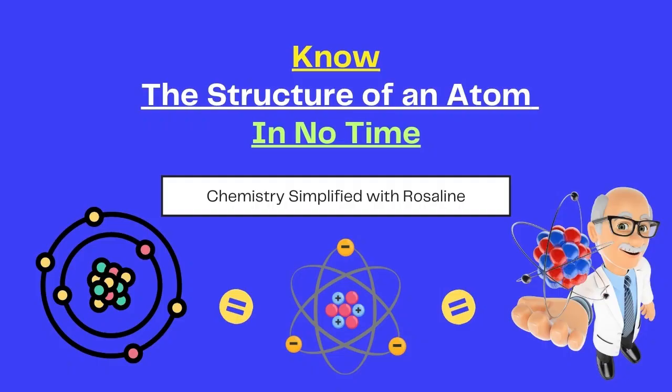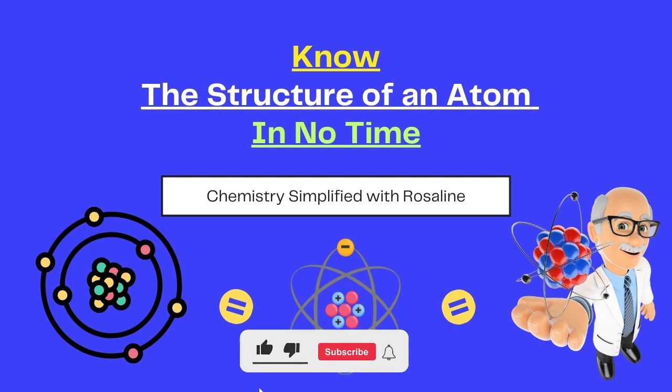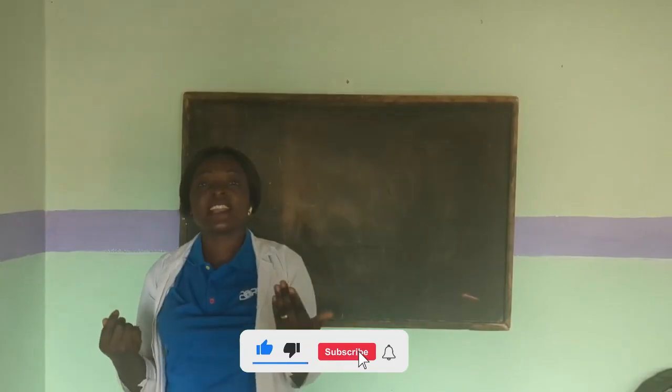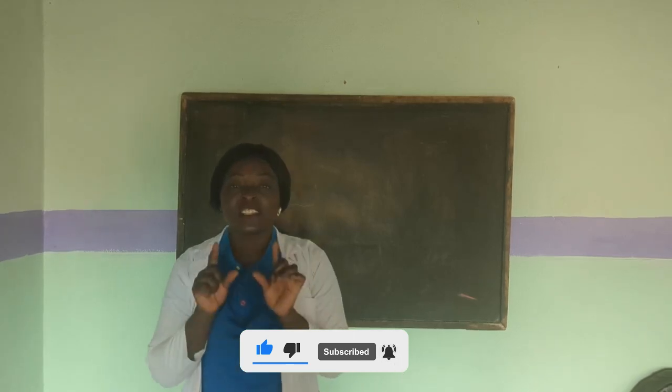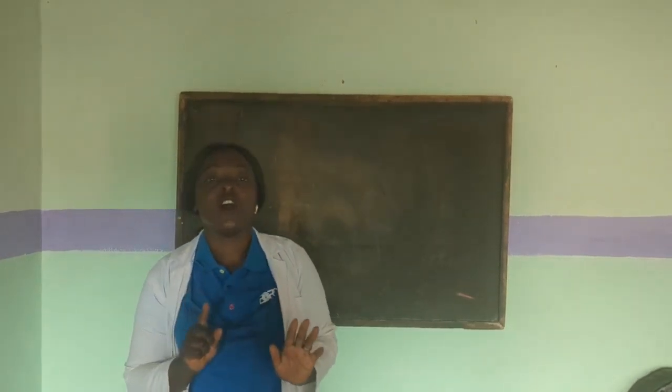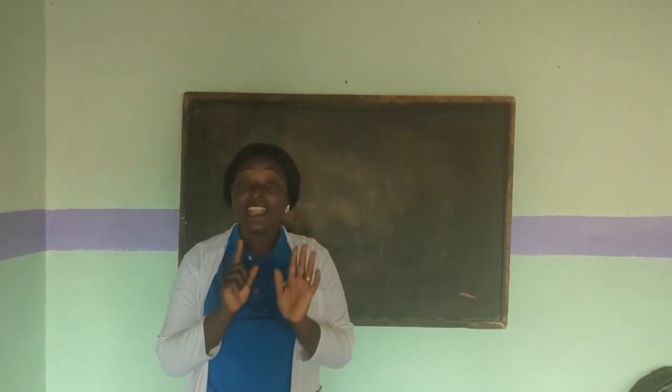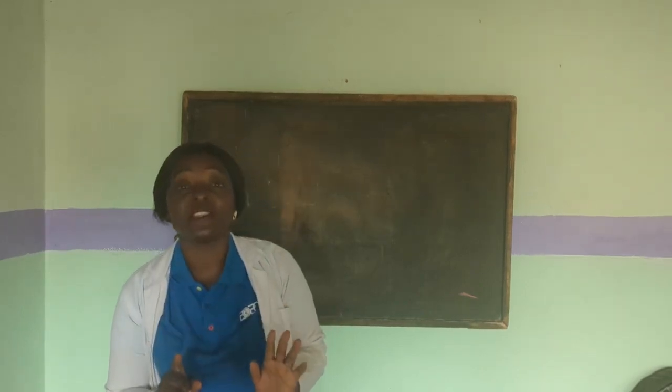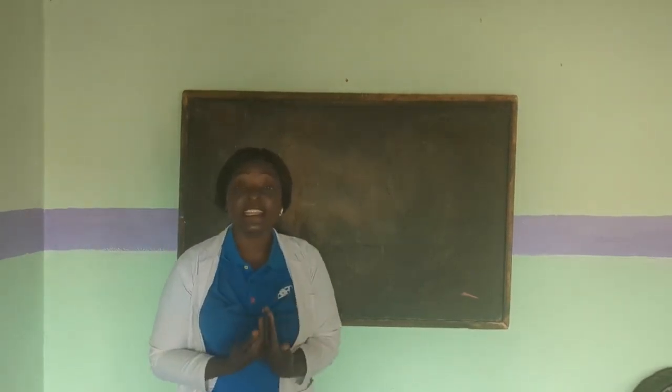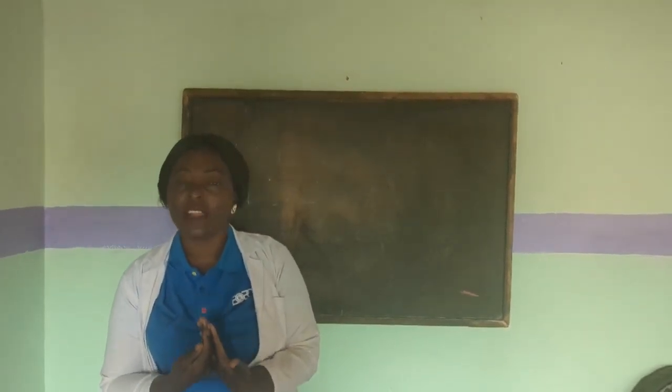In today's lesson, we are going to be looking at the structure of an atom. What exactly is an atom? An atom is the smallest elementary particle of an element. An atom is the smallest fundamental particle of an element that can take part in a chemical reaction.